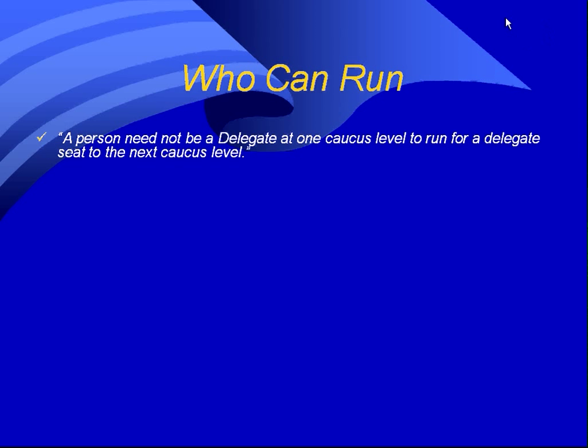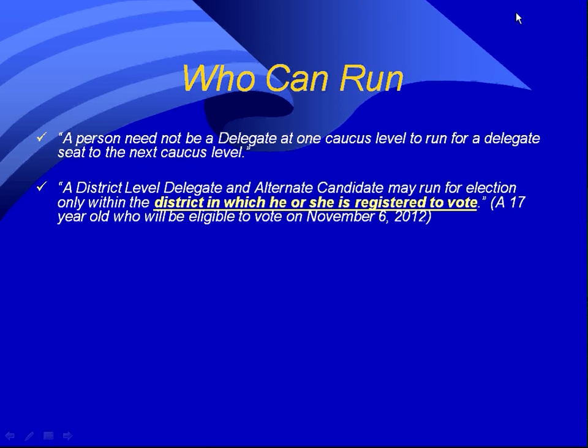Very, very important. Second, a district level delegate and alternate candidate may run for election only within the district in which he or she is registered to vote. And registered to vote also includes 17-year-olds who will be eligible to vote on November 6th, 2012. And when we talk about the district here, we're talking about the congressional districts, and this is the new 10 congressional districts that we have. So you need to be registered to vote within that congressional district in order to run as a delegate in that district.